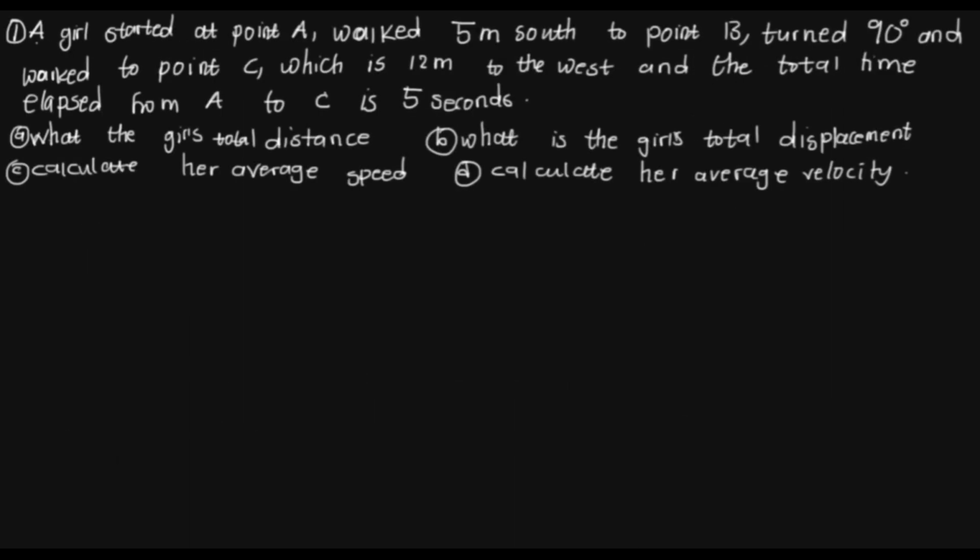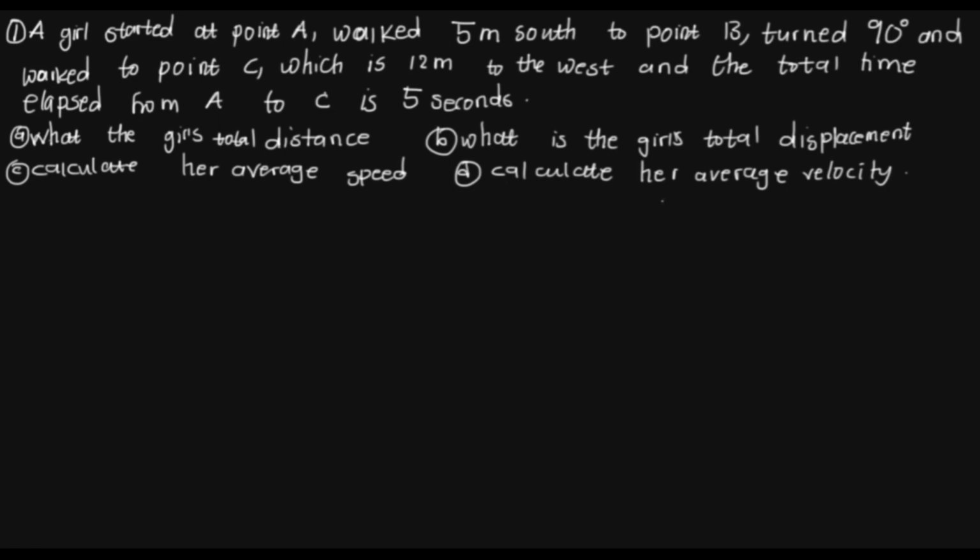Okay, so now the first example: a girl started at point A, walked 5 meters south to point B, turned 90 degrees and walked to point C, which is 12 meters to the west, and the total time elapsed from A to C is 5 seconds. Part A, what is the girl's total distance? B, we are looking for the total displacement. C, we are going to calculate the average speed. Then D, we look at the average velocity.